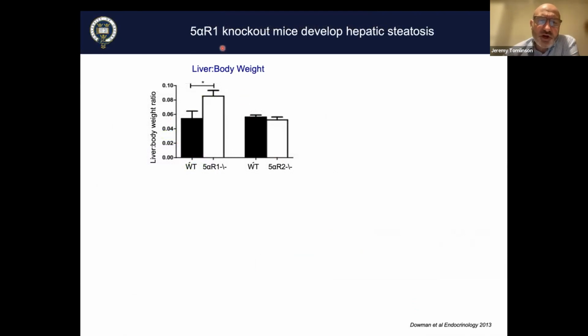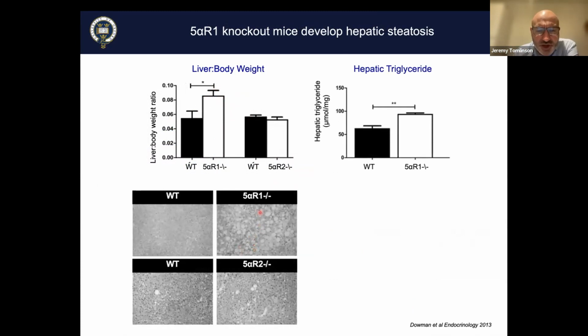So the first experiments we did were looking at 5-alpha reductase type 1 knockout mice and 5-alpha reductase type 2 knockout mice. Now, the caveat here, which is important to note, is that 5-alpha reductase type 2 is not expressed in the rodent liver, contrasting with humans. But what we noticed in the 5-alpha reductase type 1 knockout mice was that their liver to body weight ratio is increased, their livers were enlarged. And when you look at their livers, you can see here that there was increased steatosis and quantified hepatic triglyceride, you can see in the top panel there.